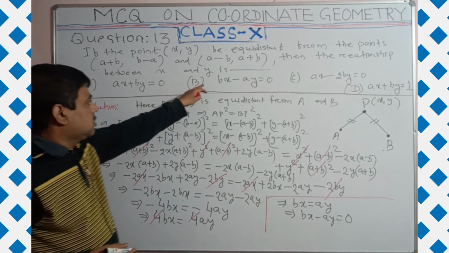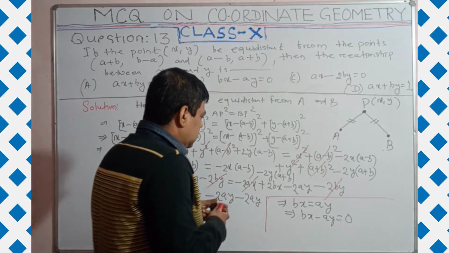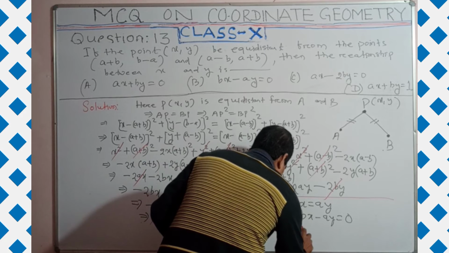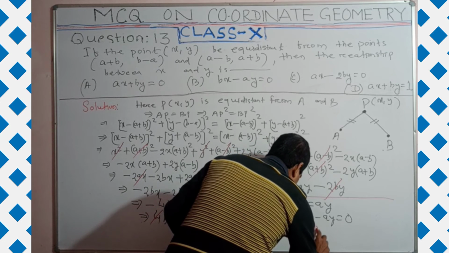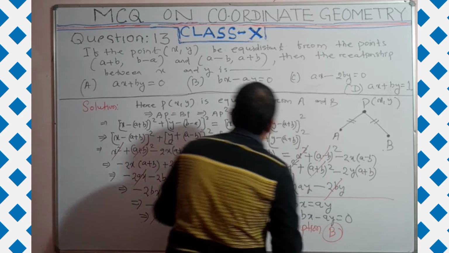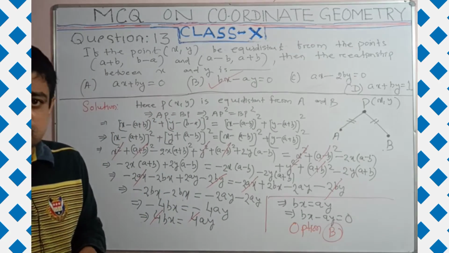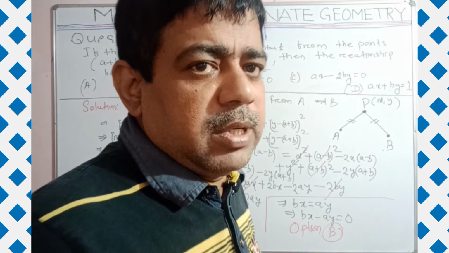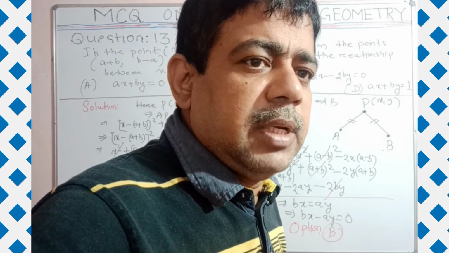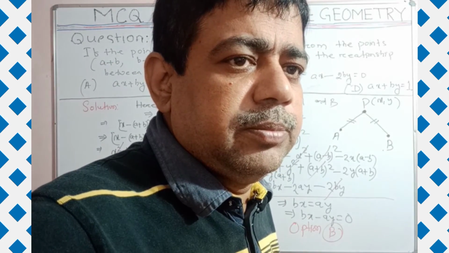You see clearly, option B is the correct option. Okay, so option B is the correct option. Understand? Is it clear? Okay, understood? Just follow it and practice similar kinds of problems.